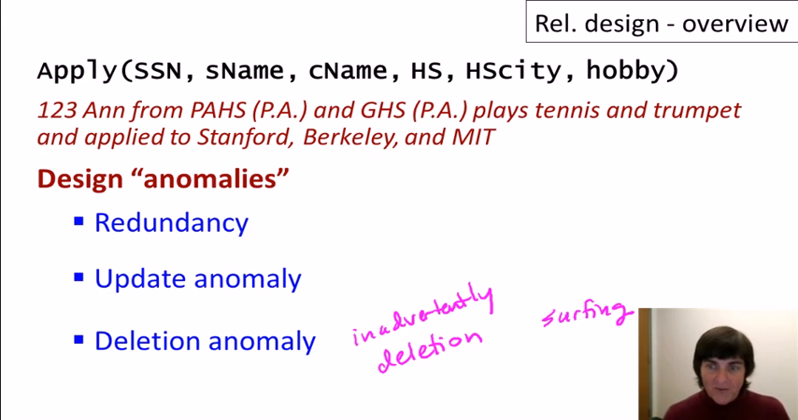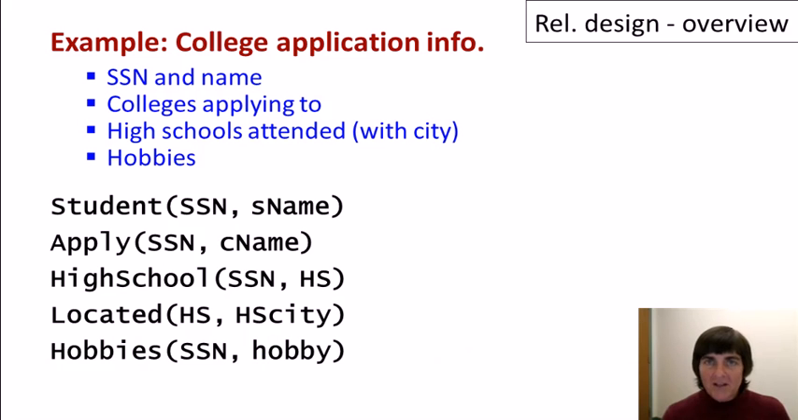Now, you may argue that's the right thing to do, but probably that isn't what was intended. So now let's take a look at a very different design for the same data. Here we have 5 different relations, one with the information about students and their names, one where they've applied to colleges, one where they went to high school, where their high schools are located, and what hobbies the student has.